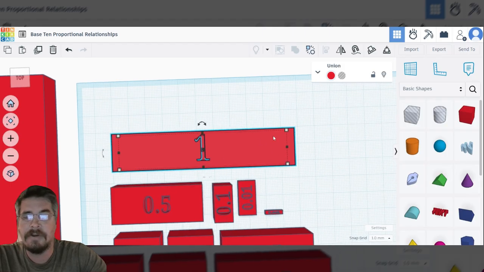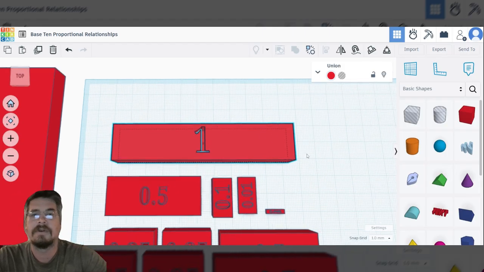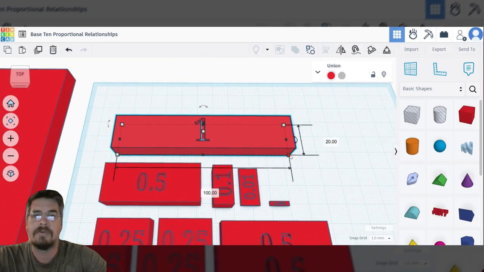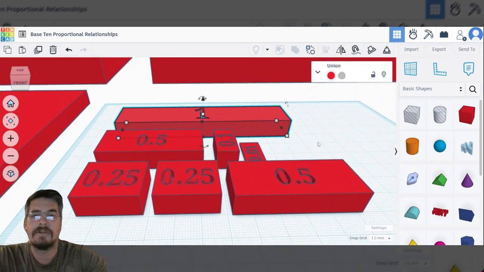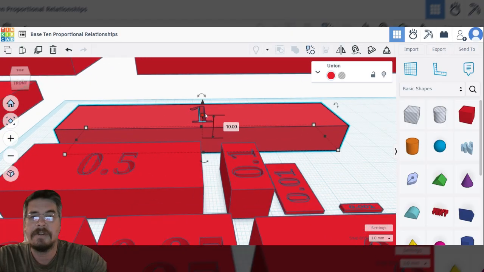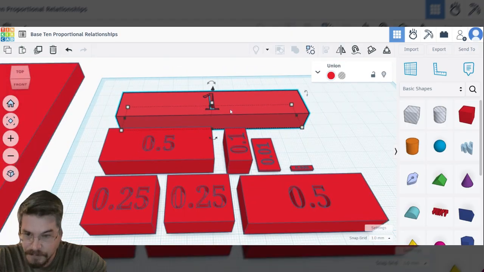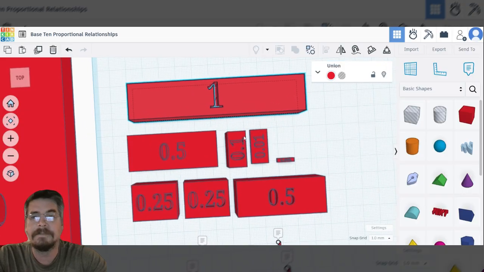So here we are. We have a rectangular shape I put a one into. If you're curious about the dimensions, it is 100 millimeters wide. It is 20 millimeters high. We can even look at the third dimension if we want, and it is 10 millimeters tall. Okay. So that is our one.